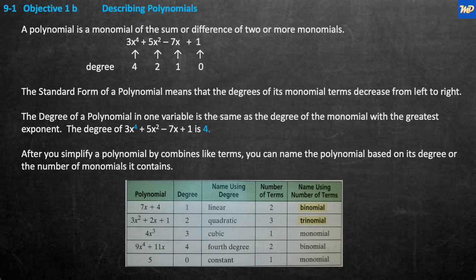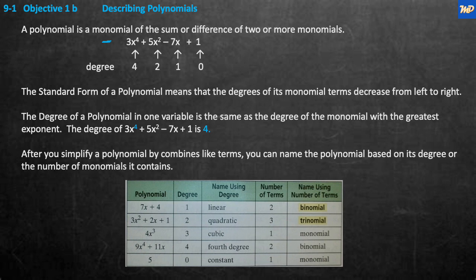Okay, objective 1b. It's another objective in this section. Describing polynomials. A polynomial is a monomial or the sum or difference of two or more monomials. So let's look at this. We can see we're going to talk about degree here. Here are four terms, right here.